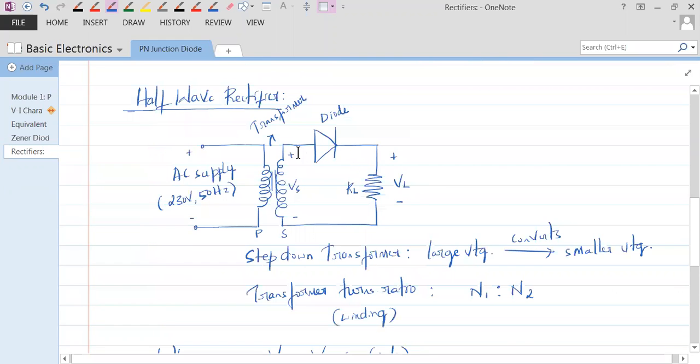Now, when Vs has got positive cycle, this end is positive and this end is negative, as I have written there. Is that understood, everybody? When Vs has positive cycle, this end is positive and this end is negative. Okay, when this end of Vs is positive, tell me, is the diode forward biased or reverse biased? Forward bias. Positive is connected to P, the negative is connected to N.